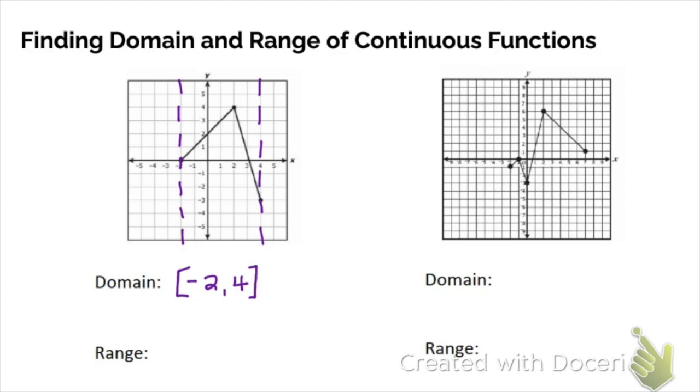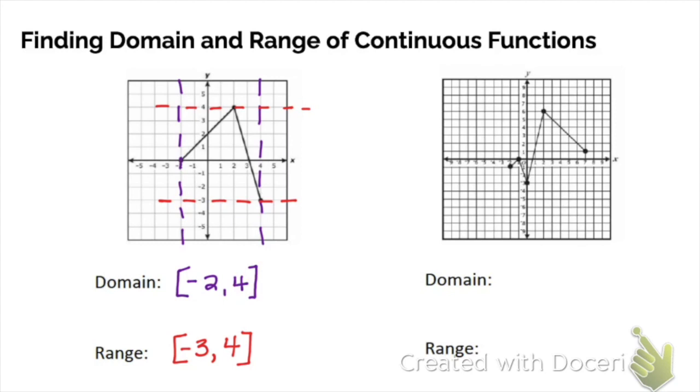For the range, again, we said we're going to go from the bottom of the graph up to the top, and you want to look for the highest point that you can find. So we're starting at the bottom at -3. Again, that's a closed point, so we would use a bracket to say that we're including that value, comma, 4 on the y-axis is the highest point, and again, it's a closed circle, and so we would use a bracket.